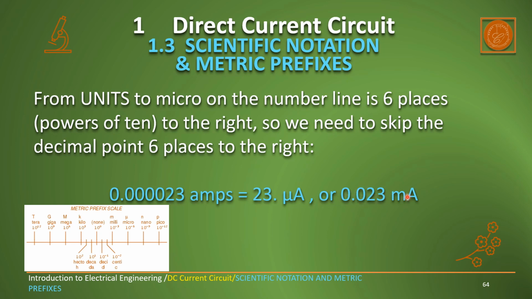0.023 milliamp, because the milliamp is 3 places here, 10 power minus 3. So move the decimal point to the right 3 places. From here, 1, 2, 3. So the decimal point should be here. It's 0.023 milliamp. But this one still has the point here, so this is better.